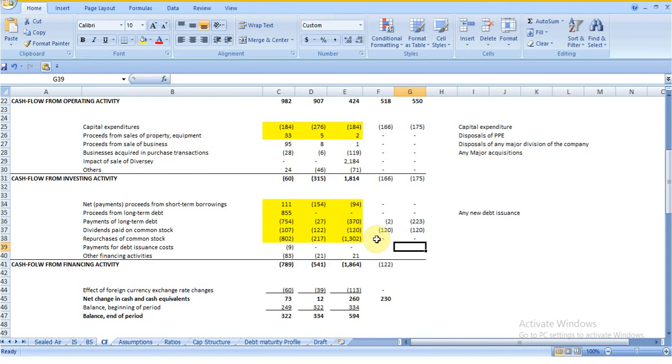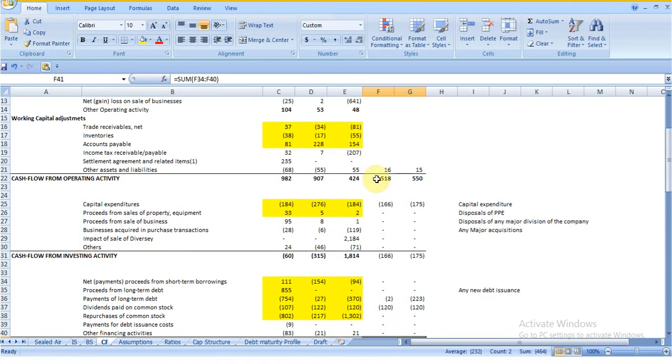Similarly, payment of debt issuance cost: as such there is no cost involved here because we are not expecting any major issuance, so we will assume it 0. Other financing activity is not a major amount, so we can assume it 0, and we can calculate the cash flow from financing activity. I'll just drag it, and this way I have calculated cash flow from operating activity, cash flow from investing activity, and cash flow from financing activity.